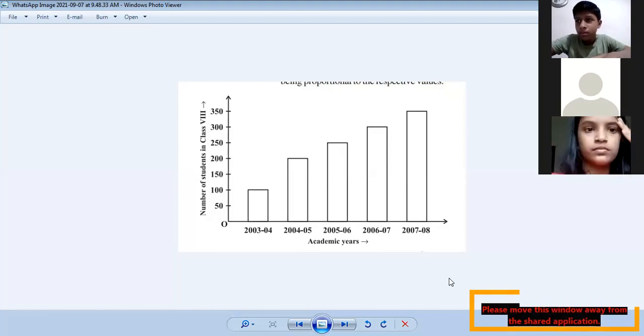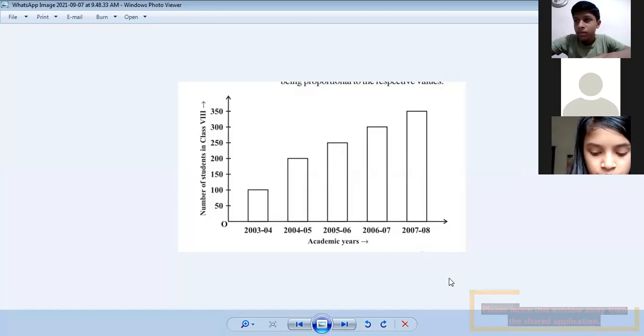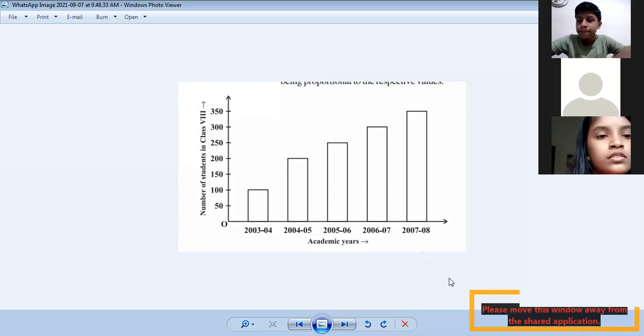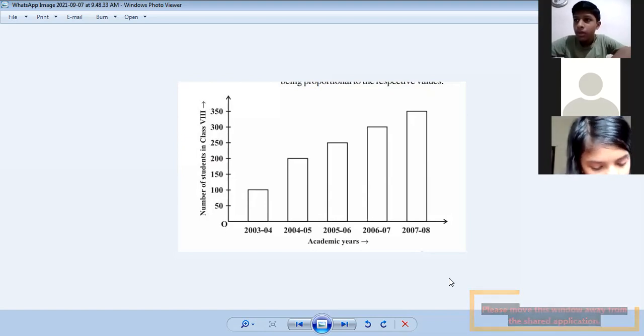What is the difference with the increase being maximum? The answer to the question, the year in which the number of students is maximum, is 2007 to 2008. And we have to check in which year the increase in the number of students is maximum. Look at the difference between each of the adjacent bars. Which one is the greatest increase?